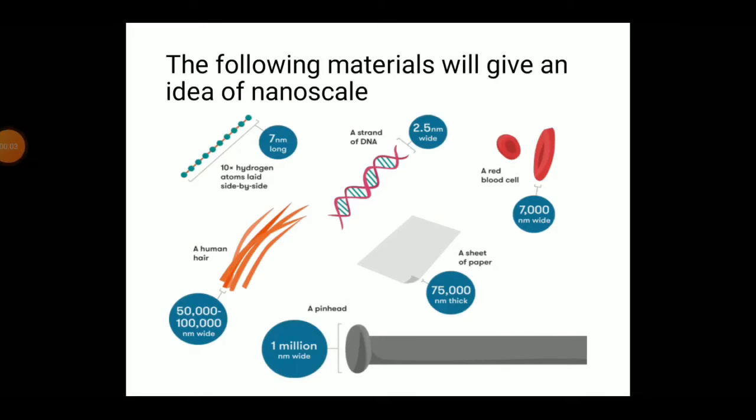So to get an idea on the nanoscale, we'll just look into these examples that are given below. So look at the human hair, that is 50,000 to 1 lakh nanometer wide. That is the width of the human hair. It is not the length, it is the width, okay? And then you are given example of a pinhead which is 1 million nanometer wide, a sheet of paper which is 75,000 nanometer thick. Also RBC, that is your red blood cell, which is just 7,000 nanometer wide, and a strand of DNA which is present in the nucleus of your cells, that is 2.5 nanometers wide, and 10 hydrogen atoms which are laid side by side, that will be just 7 nanometers long. So from these examples, you can get an idea on how minute or how small 1 nanometer scale will be.